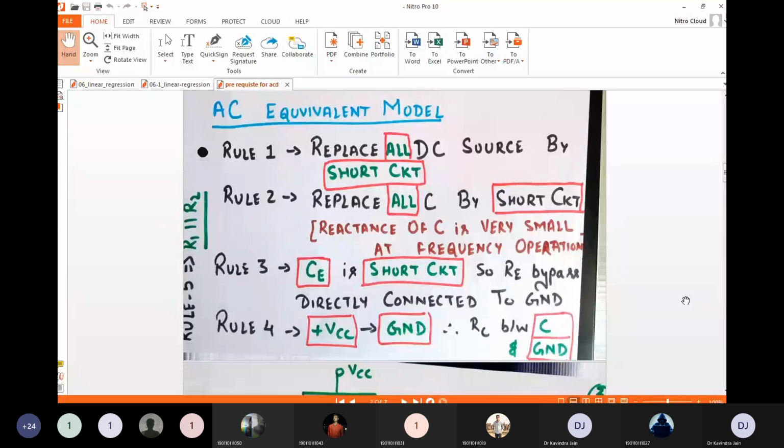I request all of you to please write down the 5 rules so that I will give you the circuit and then you need to replace it. Please write down the rules. Once you write down, please let me know.